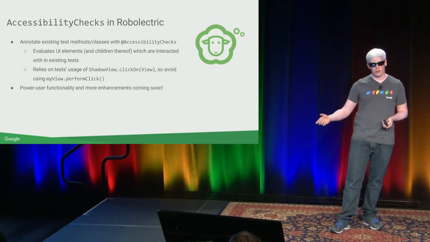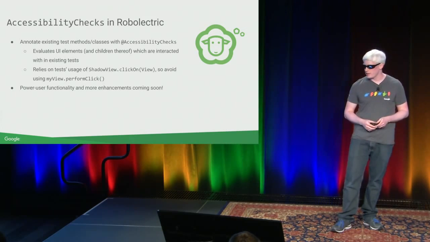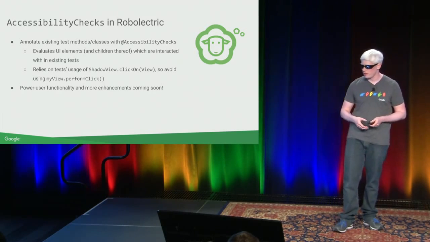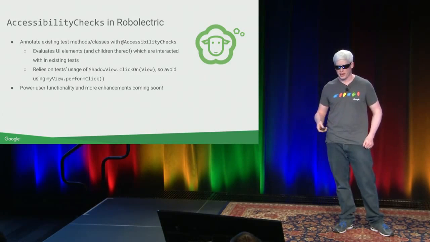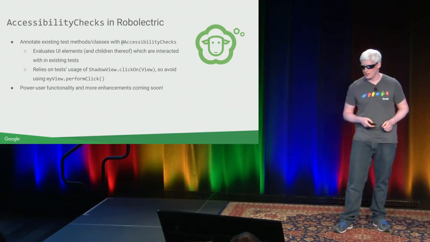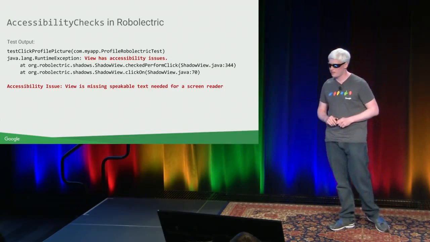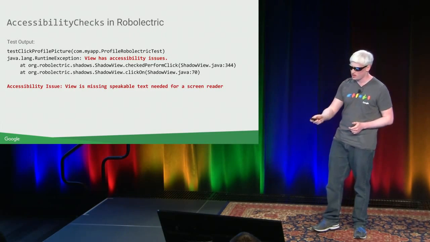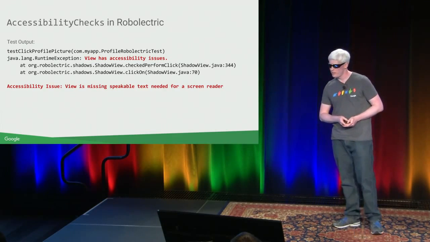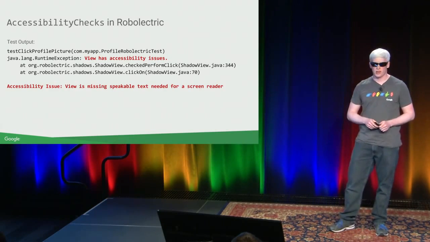It's important that you don't call view.performClick directly or invoke click listener logic, because that will potentially bypass our integration with Robolectric. We've got more tools for suppressing known issues and other advanced functionality coming soon. In fact, I think our pull request for some new things in Robolectric just landed this morning, so please check that out. And here's what an example of Robolectric failure actually looks like. Again, you see the message, the view has accessibility issues and we're missing speakable text for a screen reader. And you get the actual stack trace, so you'll see the call to click on that resulted in our evaluation failing.